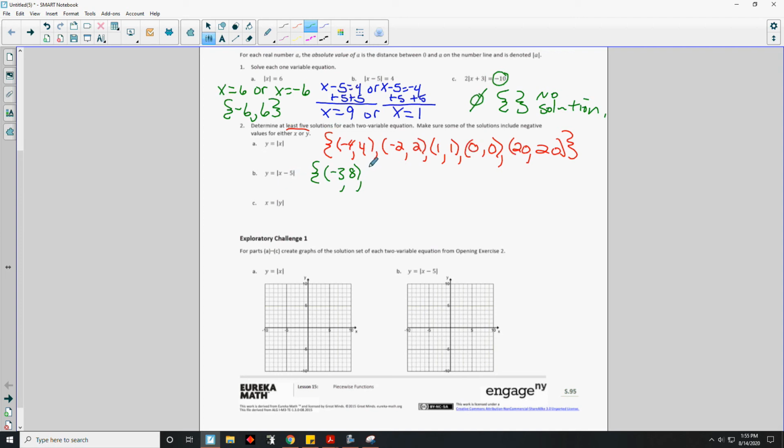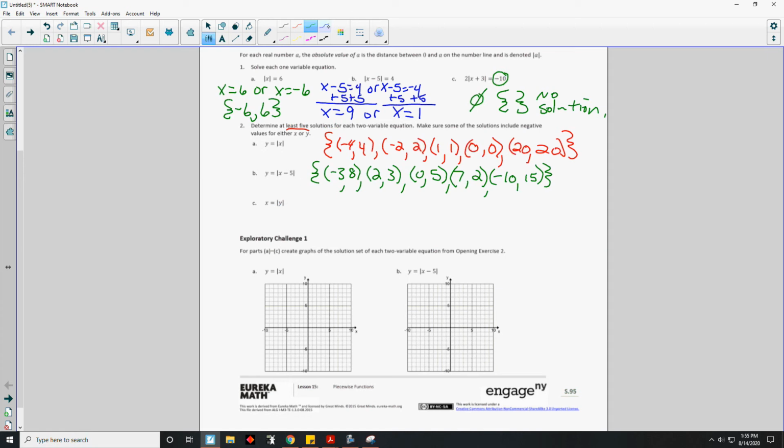Okay, so just pick any x. How about 2 this time? 2 minus 5 is negative 3. The absolute value of negative 3 is 3. Again, we could do 0. 0 minus 5 is negative 5. The absolute value of negative 5 is 5. 7. 7 minus 5 is 2. The absolute value of 2 is 2. And finally, I don't know, negative 10. Negative 10 minus 5 is negative 15. The absolute value of negative 15 is positive 15. And there are 5 values.